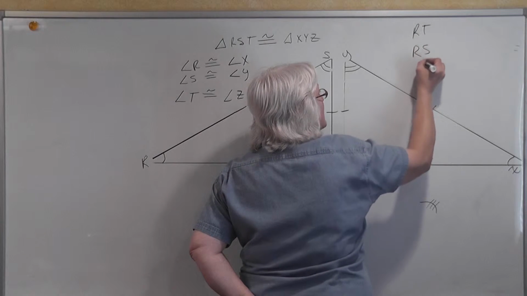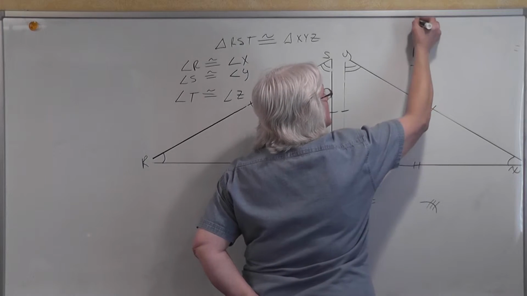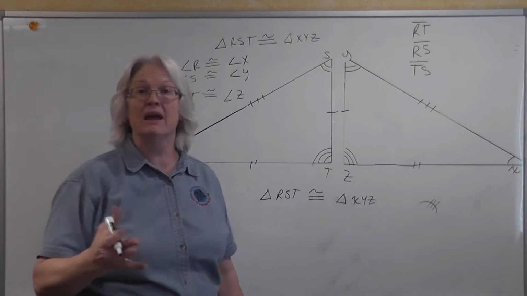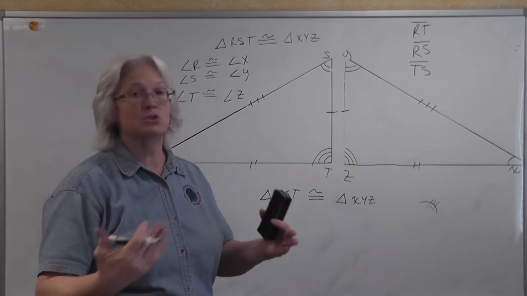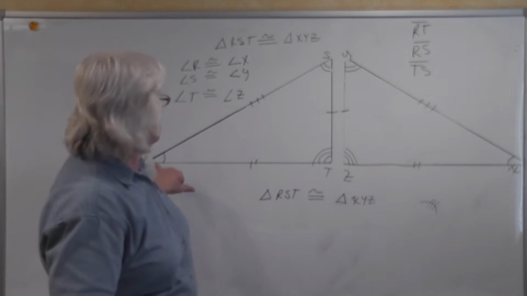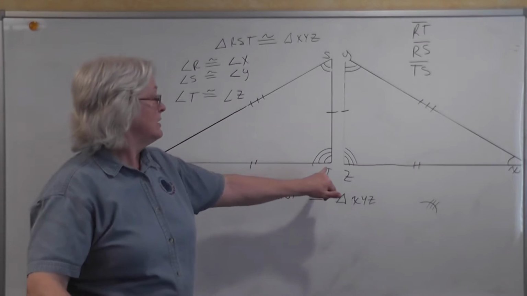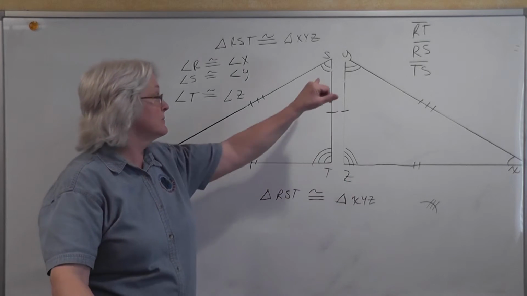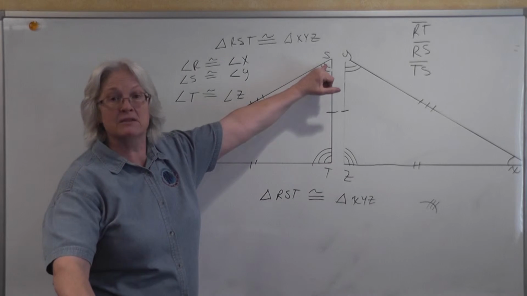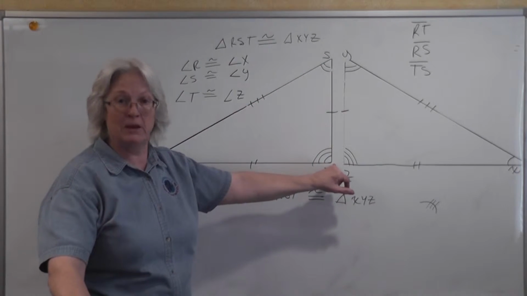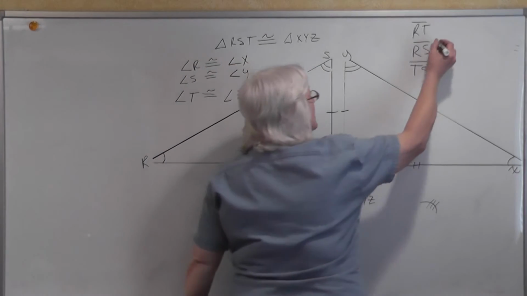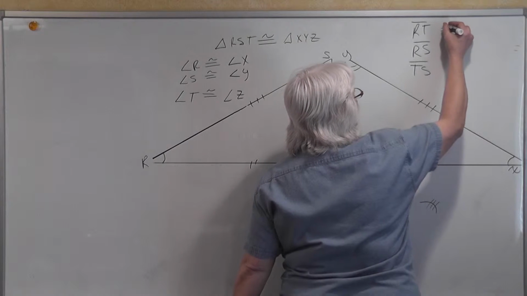RT, RS, TS. You need to put the straight bar above that because that's what indicates it's a line segment. It's not a ray, it's not a straight line. This is a line segment that begins at point R and stops at point T. So line segment begins at point R, stops at point S, and a third segment that begins at point T and stops at point S. And they want to know what these segments are congruent to.